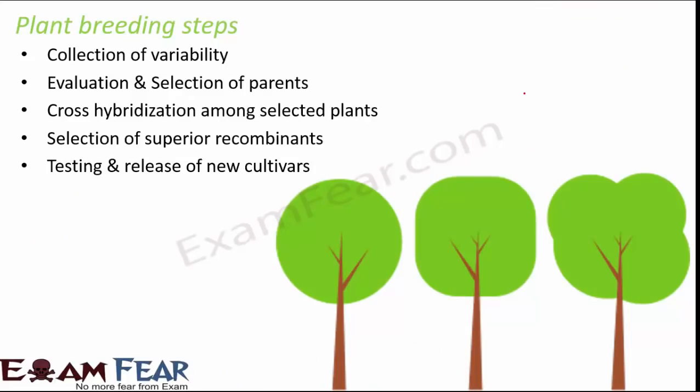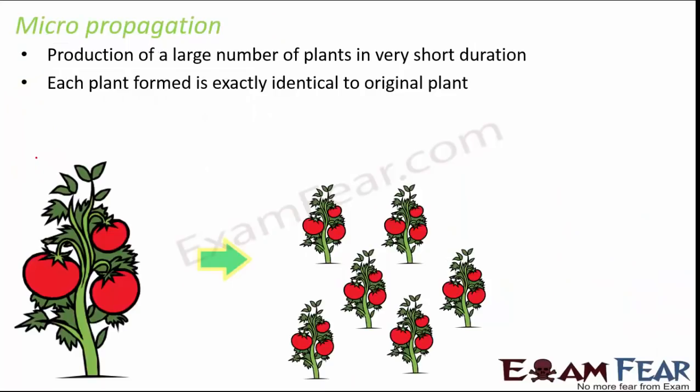Now when we talk about plant breeding, there are certain steps that need to be followed. This one is again important. Sometimes in your board exams, you are asked to write down the steps of plant breeding. First is collection of variability, evaluation and selection of parents. So first you have to select which parents you want, then cross hybridization, then selection of superior recombinants. After cross hybridization also you will get a lot of options. Out of that you have to select the superior recombinants, and then testing and release of new cultivars. So that's how plant breeding takes place.